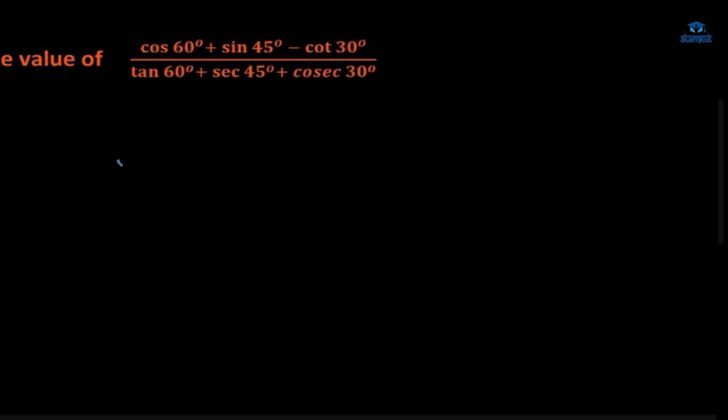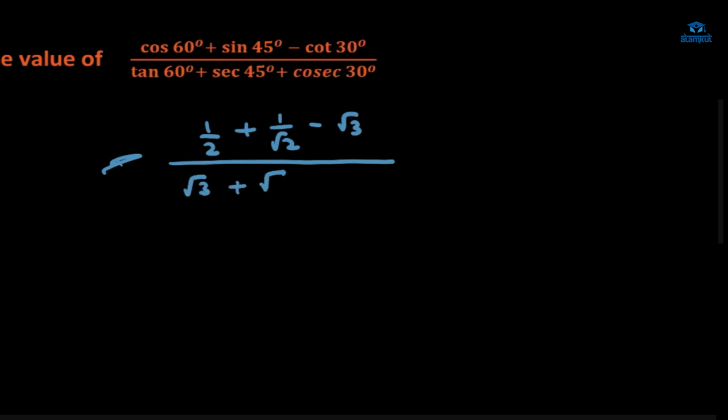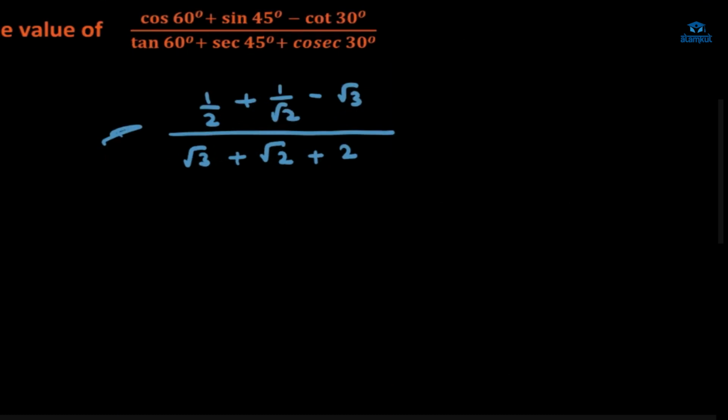Cos 60 degree. Cos 60 degree is what? 1 by 2. Sine 45. 1 by root 2. Cot 30. Root 3. Tan 60. Root 3. Sec 45. Root 2. Cosec 30. 2. Now we'll take the LCM, in the first part, means in the numerator.